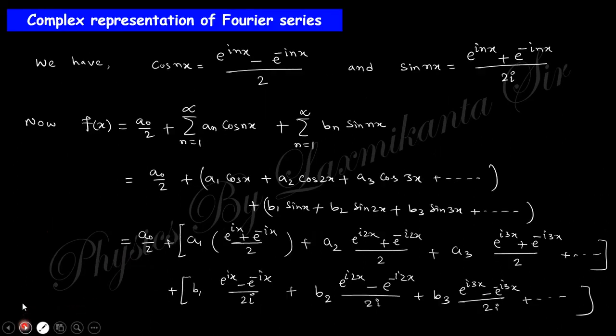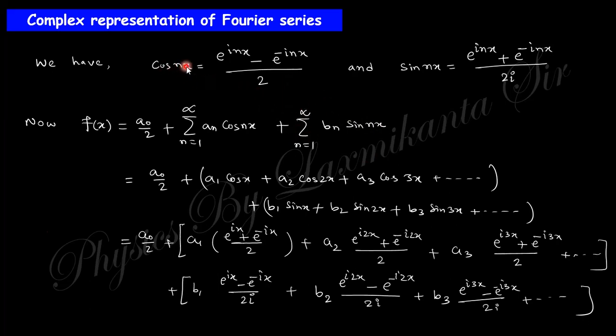I think that's clear. Next portion is the complex representation of the Fourier series. That means we already expanded this Fourier series in terms of sine function and cosine function, but you know the sine function and cosine function can be expressed in terms of the exponential function.